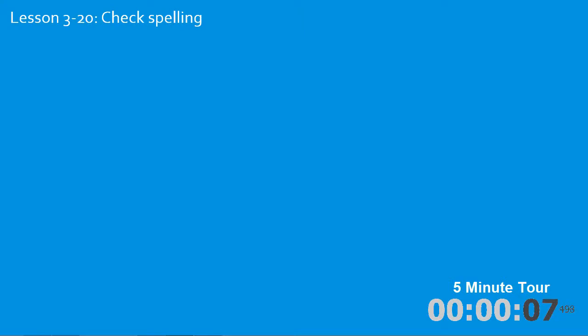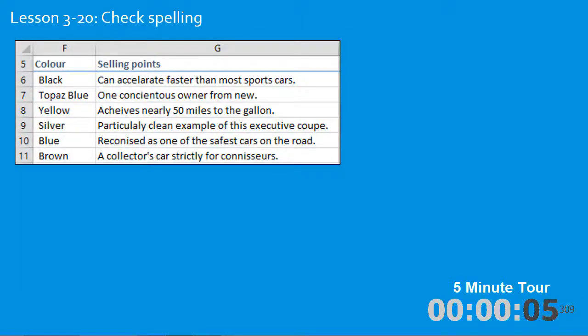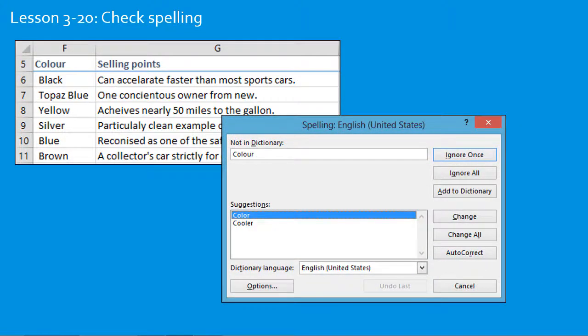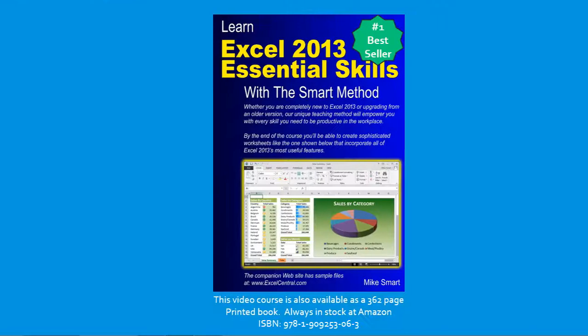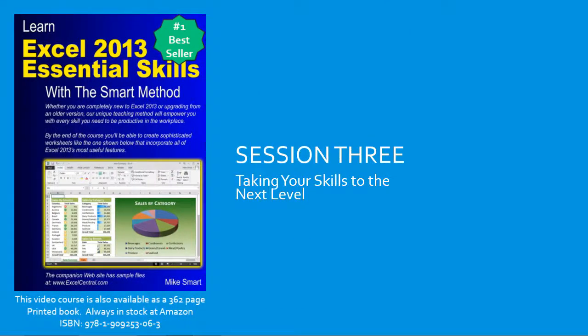In lesson 20, you'll use a sample file with many common spelling mistakes, and you'll use the spell checker to correct them all. You'll also learn how to set the dictionary language for different variations of the English language, such as English United States or English Great Britain. And as with all sessions, at the end of the session, there's an exercise to test your understanding of the skills learnt. And you're now ready to begin Session 3, taking your skills to the next level.